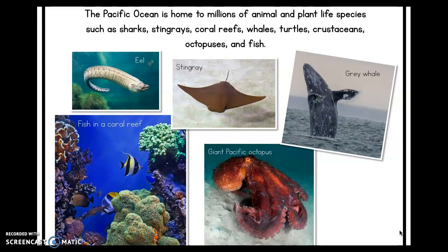The Pacific Ocean has millions of animals and plants, such as sharks, stingrays, coral reef, whales, turtles, crustaceans, octopuses, and fish.